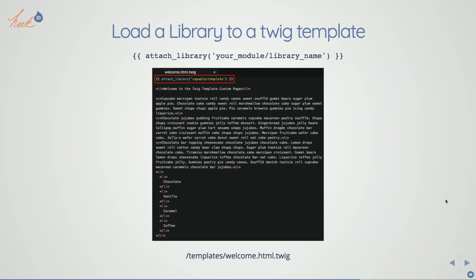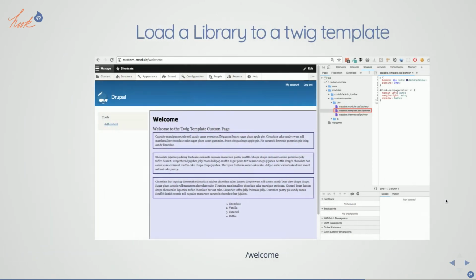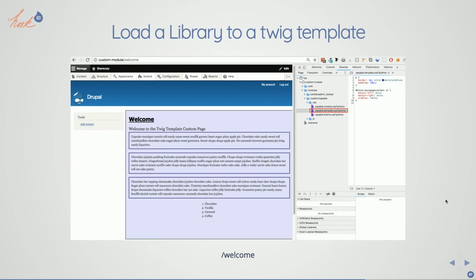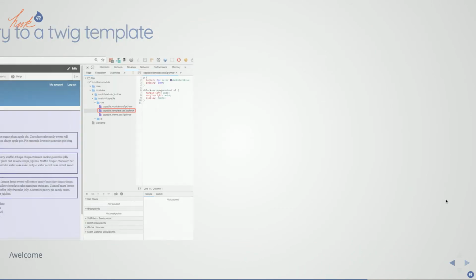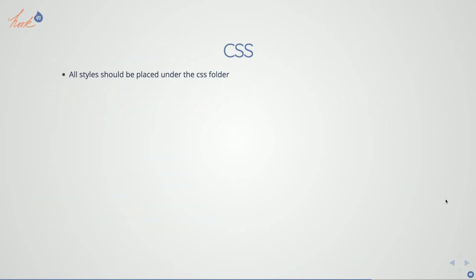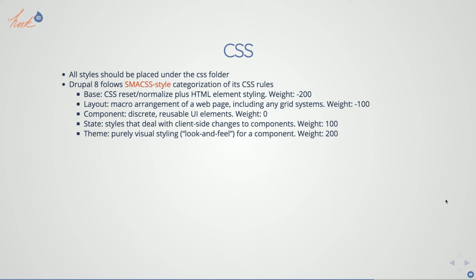And you can also load a library to a twig template. You do this with attach library, and then your module name, and then the library name. And you can check that it loaded by inspecting. And just some quick information on CSS.